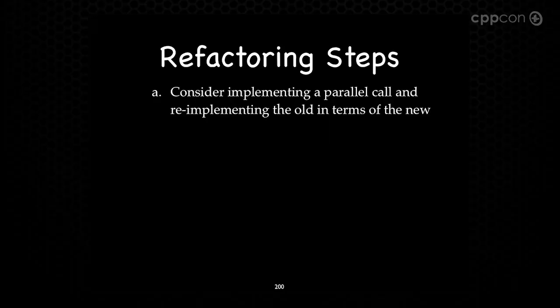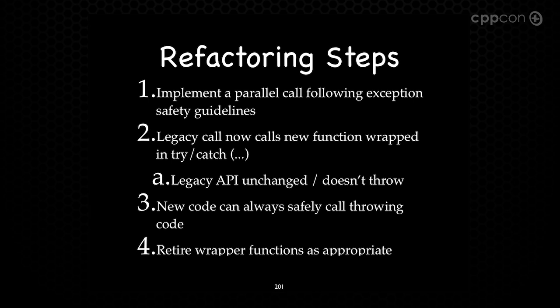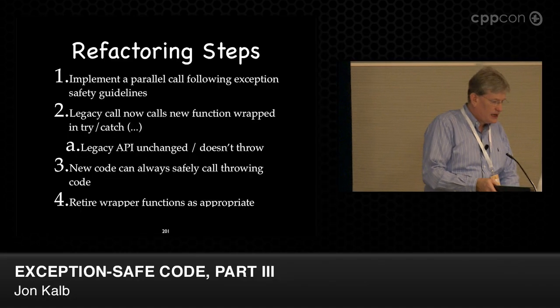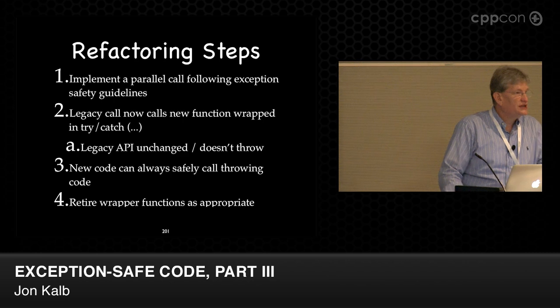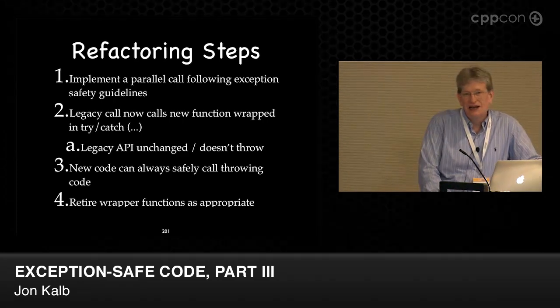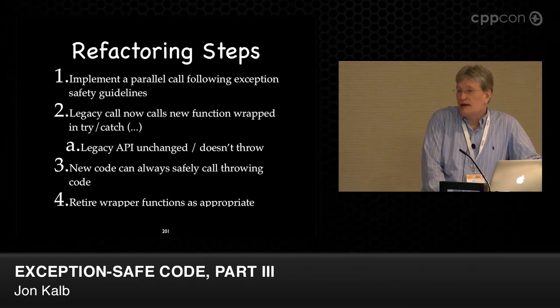So here's our refactoring steps. I guess I already told you what you're going to do. You're going to have the try-catch surrounding the new call. You create a new call that does the right thing, and then eventually you retire the wrapper. The question is, is this actually going to work? I mean, it sounds good, but what if the wrapper never gets thrown away?